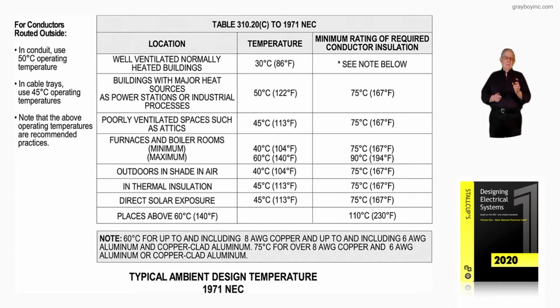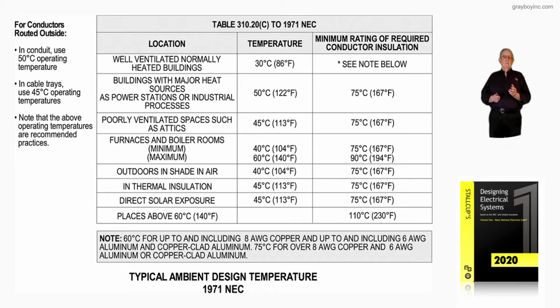Now, we were kind of giving a location to be concerned about, and that would be like well-ventilated, normally heated buildings. Then you see the temperature there normally was just 86 degrees Fahrenheit for that type of run, and that complied with the table 310.16 information above that table that we've talked about that deals with 3 current carrying conductors in a raceway routed through an ambient temperature of 86 degrees Fahrenheit or less.